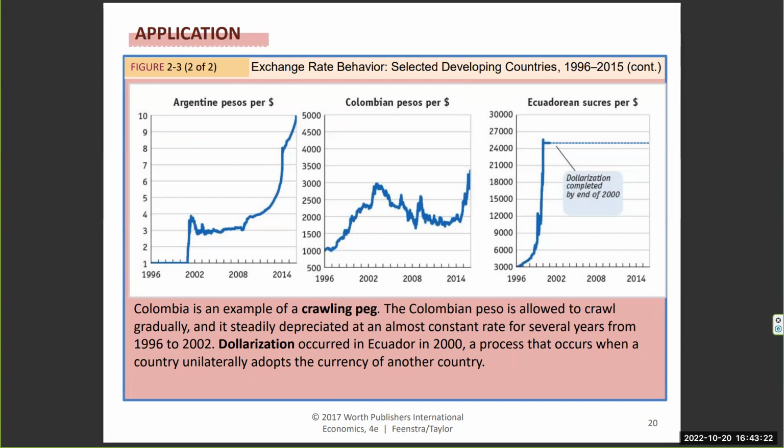So this is like crawling peg, and here is like very stable, which is fixed, then change, fixed, very big depreciation of Argentina, and then depreciation of Argentina. And we know that Argentina has gone bankrupt 7 times, and it is on the edge of the next bankruptcy right now. So this is a very, very nice case for us as economists to describe. Not a very good country to live in.